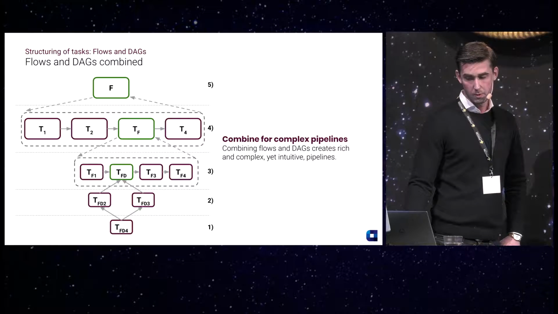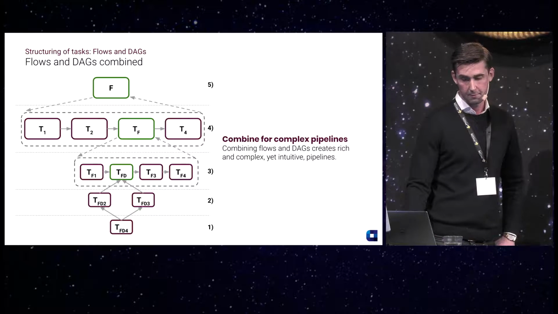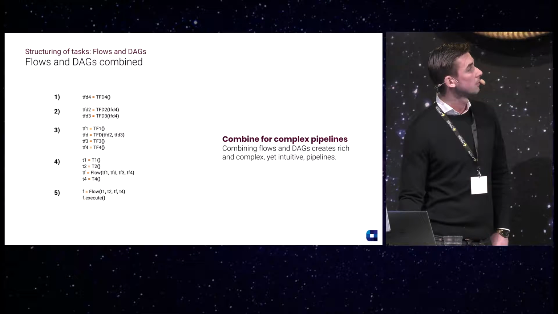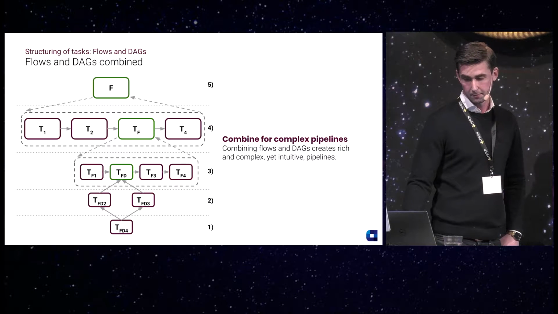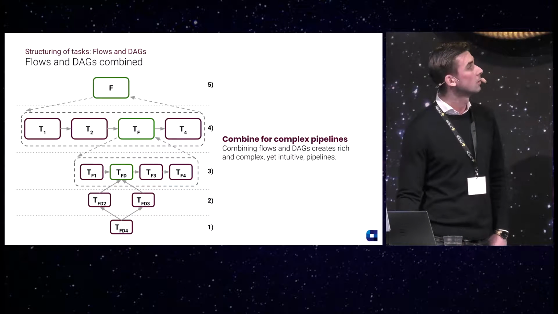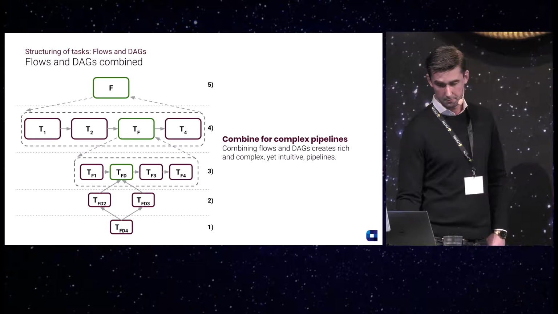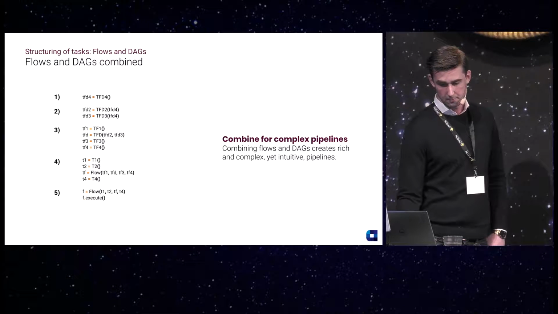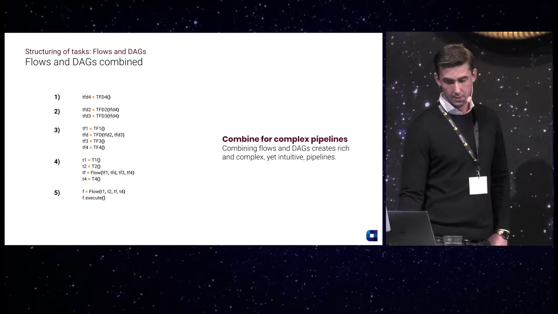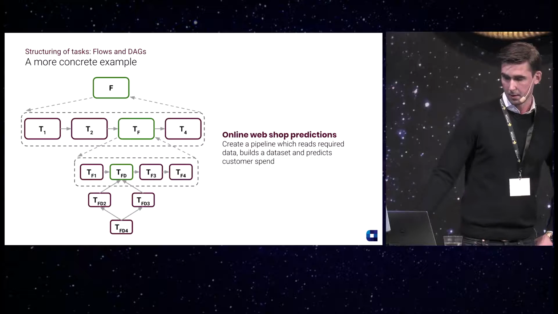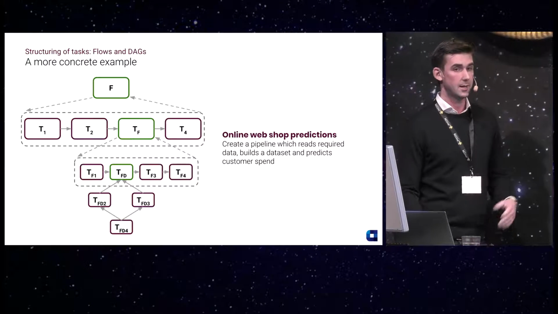And at level 4, we have 4 tasks, where one of them is a flow. And at the top level, we have this final flow, which executes T1 to T4. And then we can execute the flow. So this is very abstract, sorry for that.